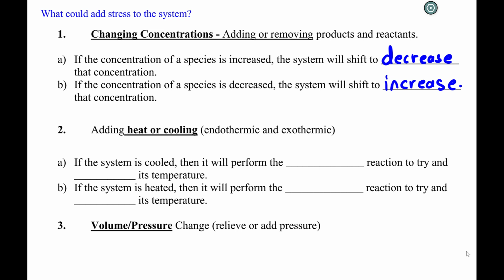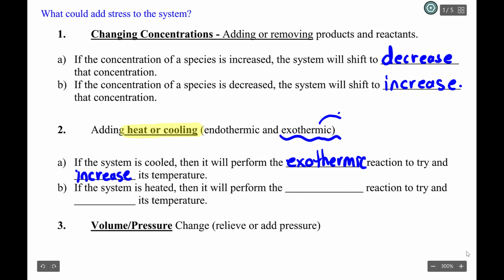If I was looking at something like heating and cooling instead, then we're always going to do the opposite thing. So if I heated up a system, it wants to cool itself down. And if I cool down a system, it wants to heat itself back up. So for instance, if the system is cooled, then it will perform the exothermic reaction to try to increase its temperature. The opposite of cooling is heating. How can we release heat? You can release heat through an exothermic reaction.